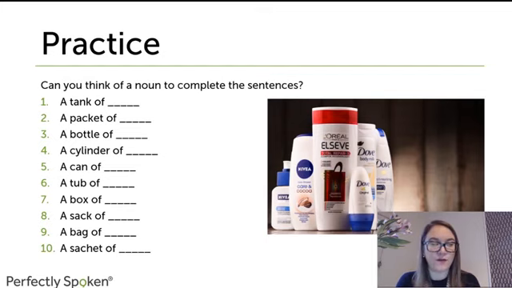A tank of, a packet of, a bottle of, a cylinder of, a can of, a tub of, a box of, a sack of, a bag of, and a sachet of. So pause the slide and see if you can think of 10 uncountable nouns.